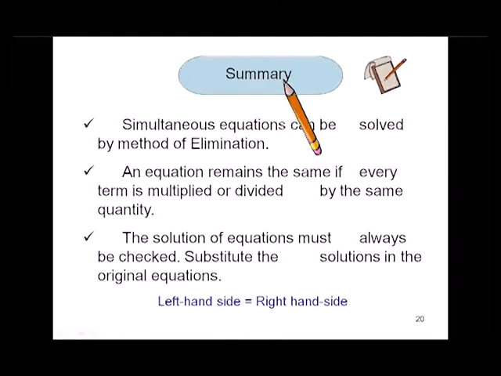Summary. Simultaneous equations can be solved by the method of elimination. An equation remains the same if every term is multiplied or divided by the same quantity. The solution of equations must always be checked. Substitute the solutions in the original equations. Left hand side must be equal to right hand side.